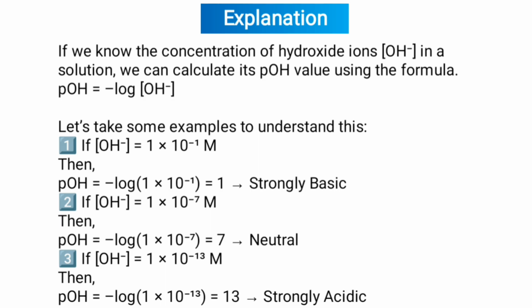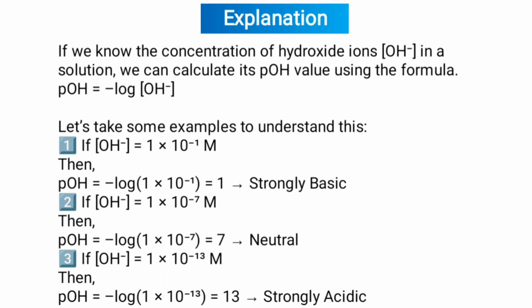Let's take some examples to understand this. First one: if the concentration of OH- ion is equal to 1 multiplied by 10 raised to the power minus 1 M, then pOH is equal to negative log of 1 multiplied by 10 raised to the power minus 1, which is equal to 1. So this is strongly basic.